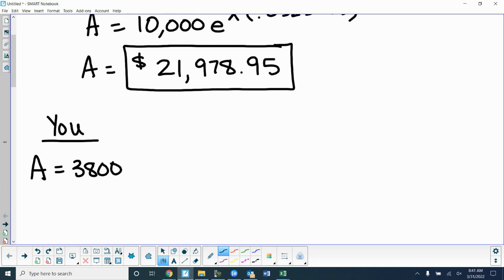So the 3,800 is our what? Our principal, right? Our initial amount. All right. Our interest rate is 5%, and T will be 15 years also for this one, won't it? So when we find this amount, we might as well find this amount because we have to see who had the most, right?